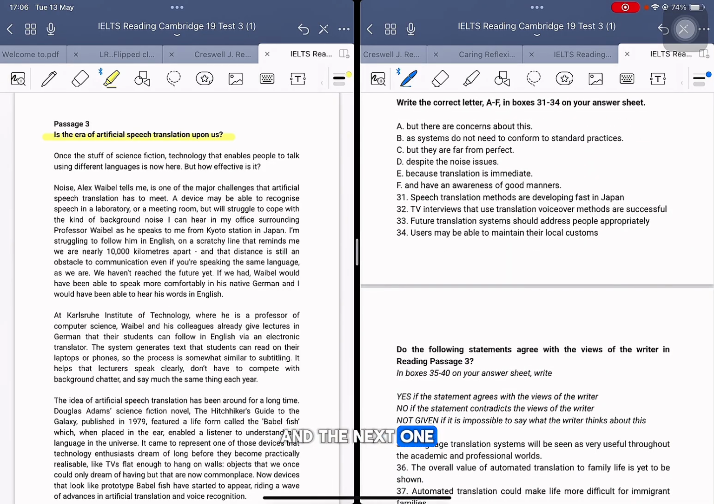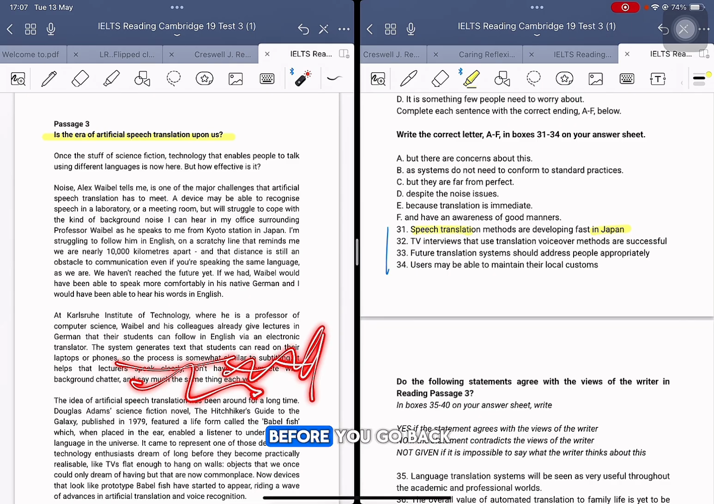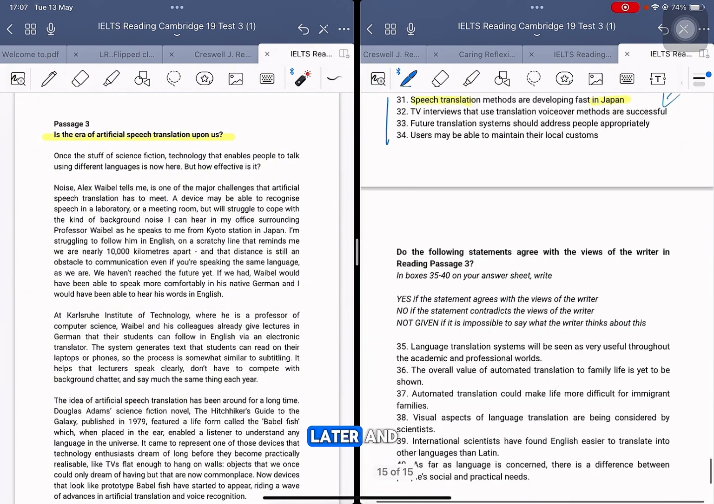And the next one, matching information. Matching information here, exactly the same. Identify keywords, right? And then scan the passage here. Try to find out the information in the passage. And then identify keywords. Try to find out where they are, right? And read the information before you go back here to choose the correct answer. So please try this approach. And then I'll show you the answers question by question later.